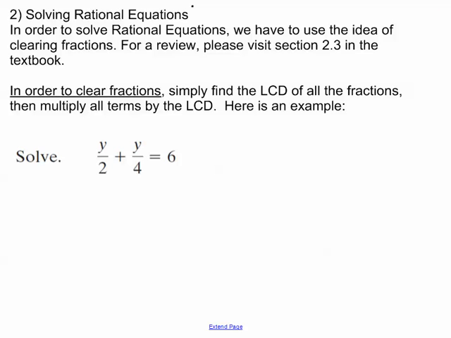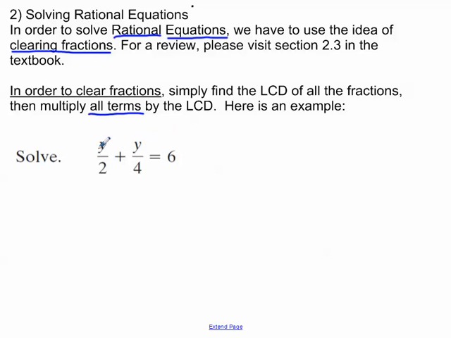Anytime we see a rational equation, rational means fractions, equation means we've got an equal sign. So if we've got an equal sign and fractions, then we need to clear those fractions. For a review of clearing fractions, we can go back to 2.3 in the textbook, or go through it here quickly. To clear fractions, we simply find the lowest common denominator of all the fractions, and then multiply all terms, the left side and the right side of the equation, by the lowest common denominator.